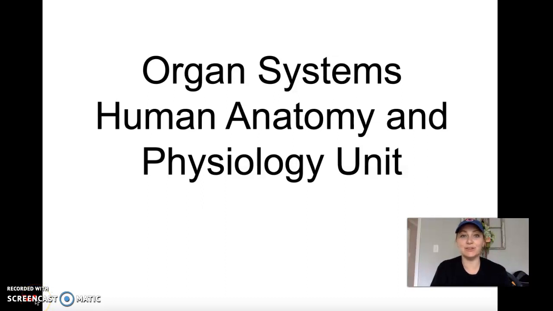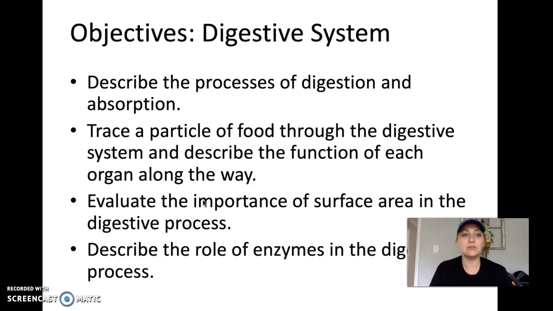Today we are starting our notes on the organ systems units, first starting with digestion. So, our objectives for this section: describe the process of digestion and absorption. How do we break down food? How does it actually get into the body? Trace a particle of food through the digestive system and describe the function of each organ along the way.